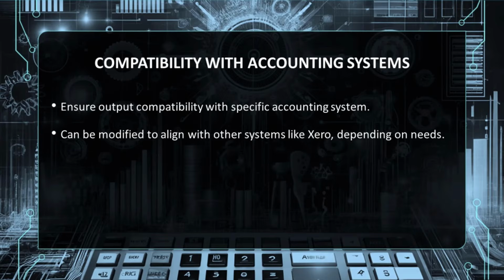A pivotal aspect of this process is ensuring that the output is compatible with your specific accounting system. In our narrative, we are requesting an output format congruent with QuickBooks Online, encompassing all necessary account types and detail type categories. This, however, can be modified to align with other systems like Xero, depending on your needs.